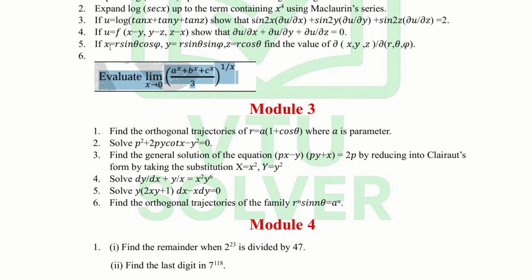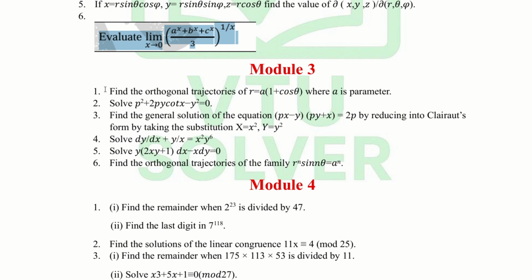And in the next, third module, there are some important questions, 6 important questions. The first question is: find the orthogonal trajectory of r is equal to a into (1 plus cos theta), where a is a parameter. And the second question is: solve p square plus 2py cot x minus y square is equal to 0.